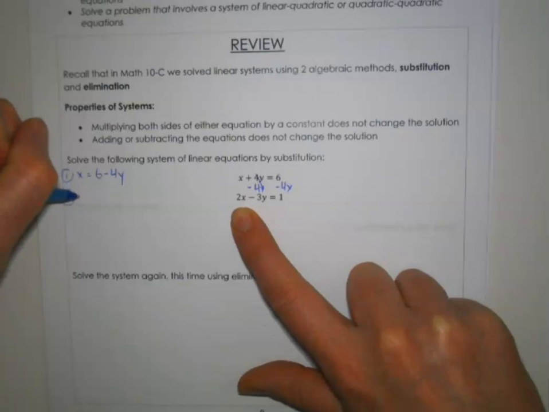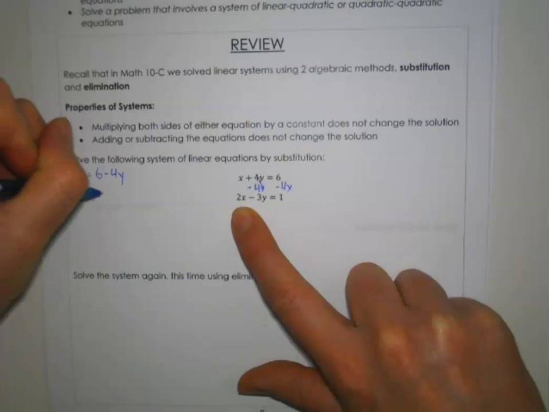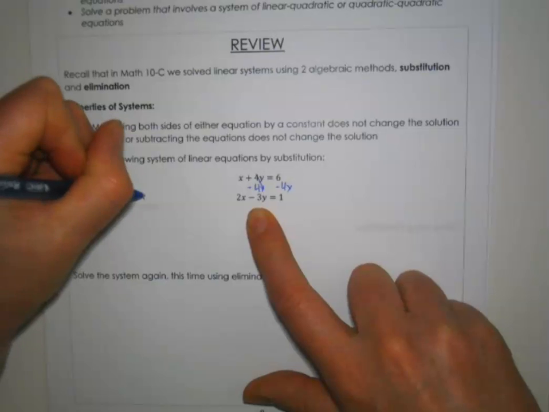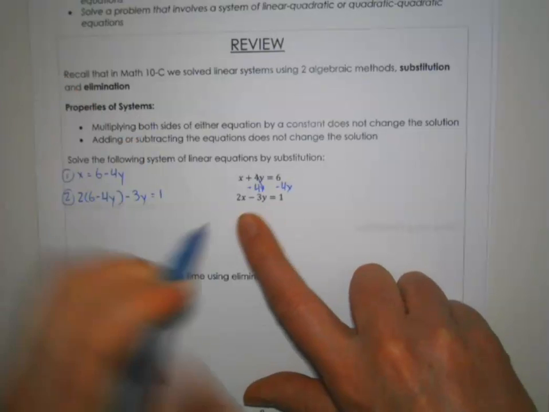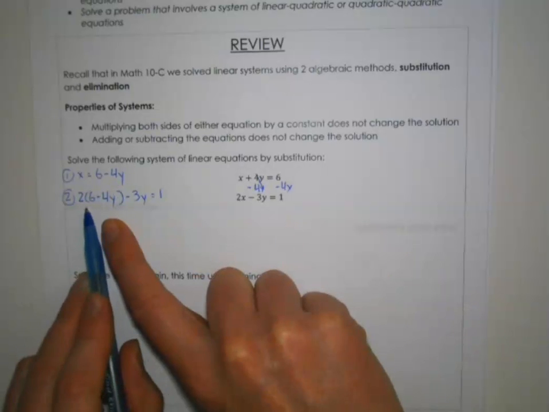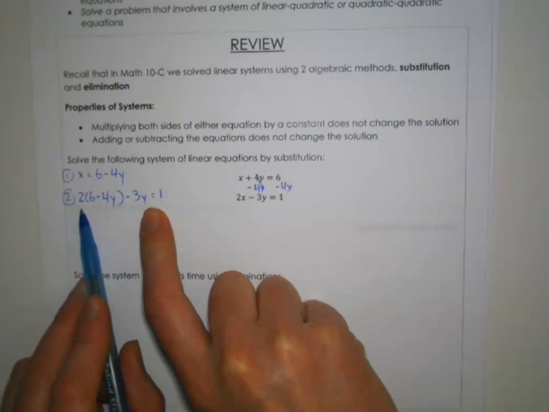So let's go ahead and do that. We're going to have 2 times x, which we said is equal to 6 minus 4y, and then subtract off 3y equals 1. We're just substituting in our value for this x. Now all we need to do is simplify the expression to solve for y.